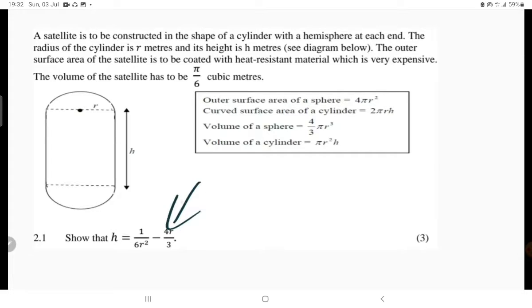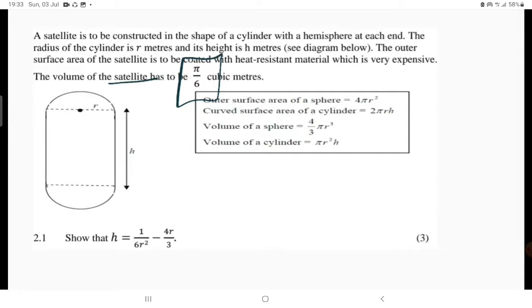Show that h is given by that expression. So we really need to know, okay, this h can be given that way. So the idea is to use the information that is provided to us. The information that we have so far is that the volume of the whole satellite is given by pi over 6. So the idea is to know now what is the volume of the whole satellite, besides being given the value of it, but what is its formula.